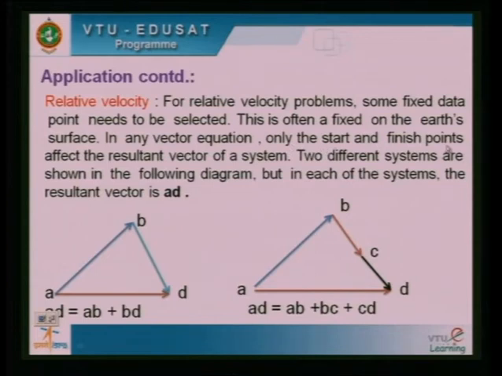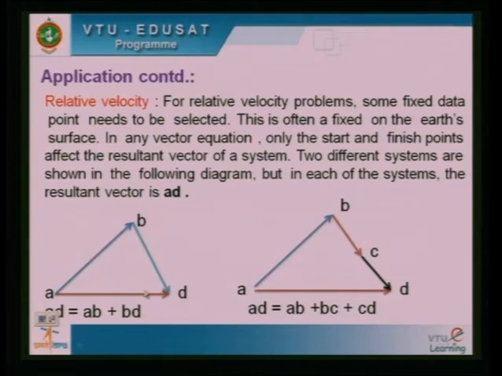Only the start and finish points, it means we have to consider the initial and final points, play an important role. Is it clear? They affect the resultant vector of a system. So, two different systems are shown in the following diagram, but in each of the systems, the resultant vector is AD.